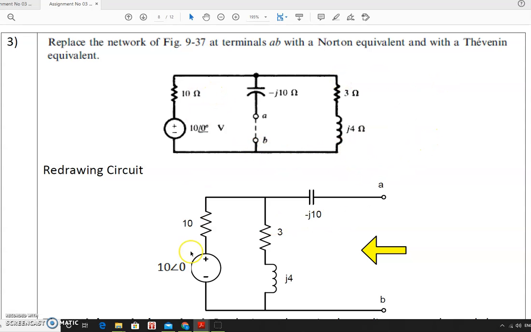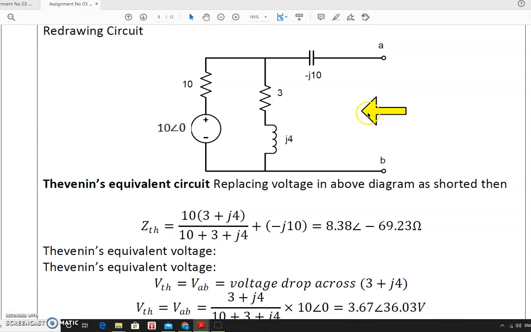So this circuit can be redrawn as 10 in series with the 10 at an angle of 0 source, 4 plus J4 in series with minus J10. So we have to calculate the Z equivalent looking from these terminals. We have to consider these as shorted. So these two will come in parallel in series with this. So 10 into 3 plus J4 divided by 10 plus 3 plus J4 plus minus J10. It will give you 8.38 at an angle of minus 69.23 looking from A to B terminal.